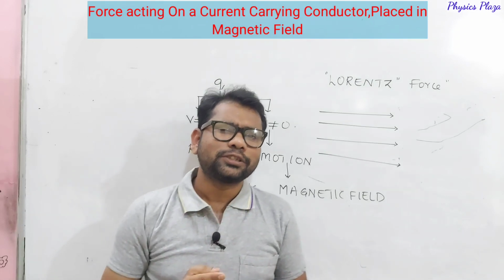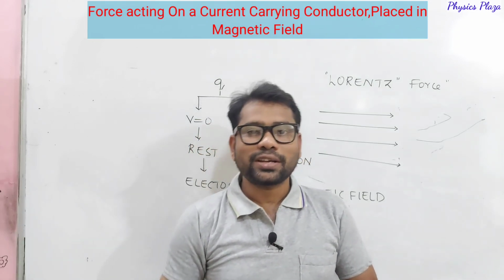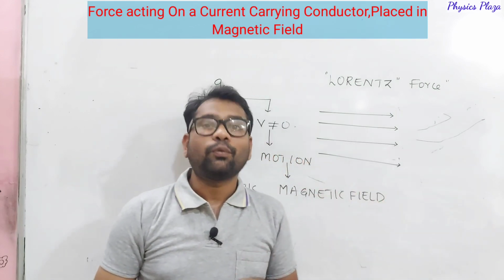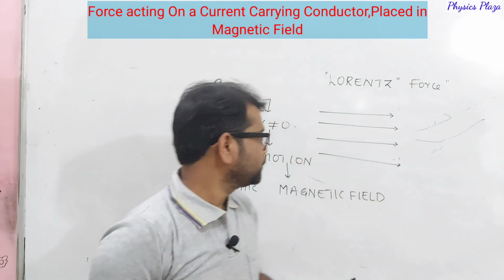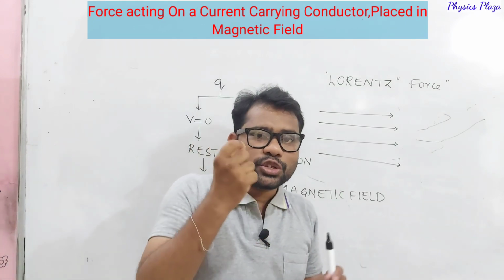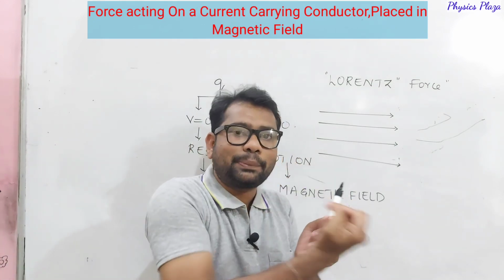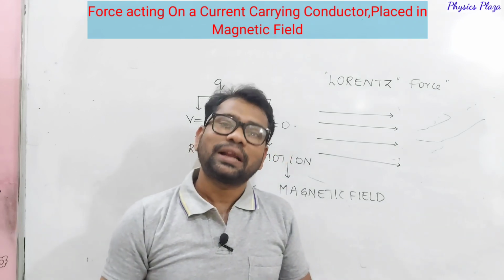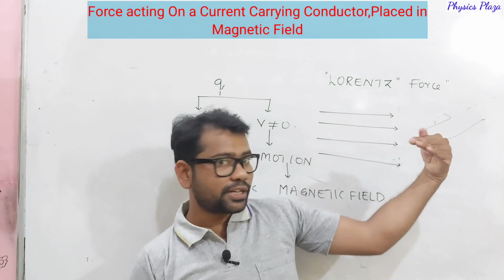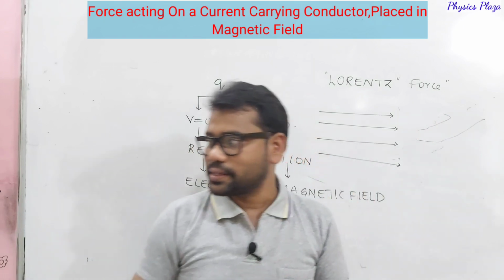Then you may get one doubt. Sir, what happens if a charge is thrown either in a parallel direction or anti-parallel direction? I'll tell you. Here I said that the charge should not be thrown either parallel or anti-parallel, but we may get one doubt. Sir, let us throw a charge in the direction of the magnetic field or the opposite direction. What will happen? Let us see that, children.